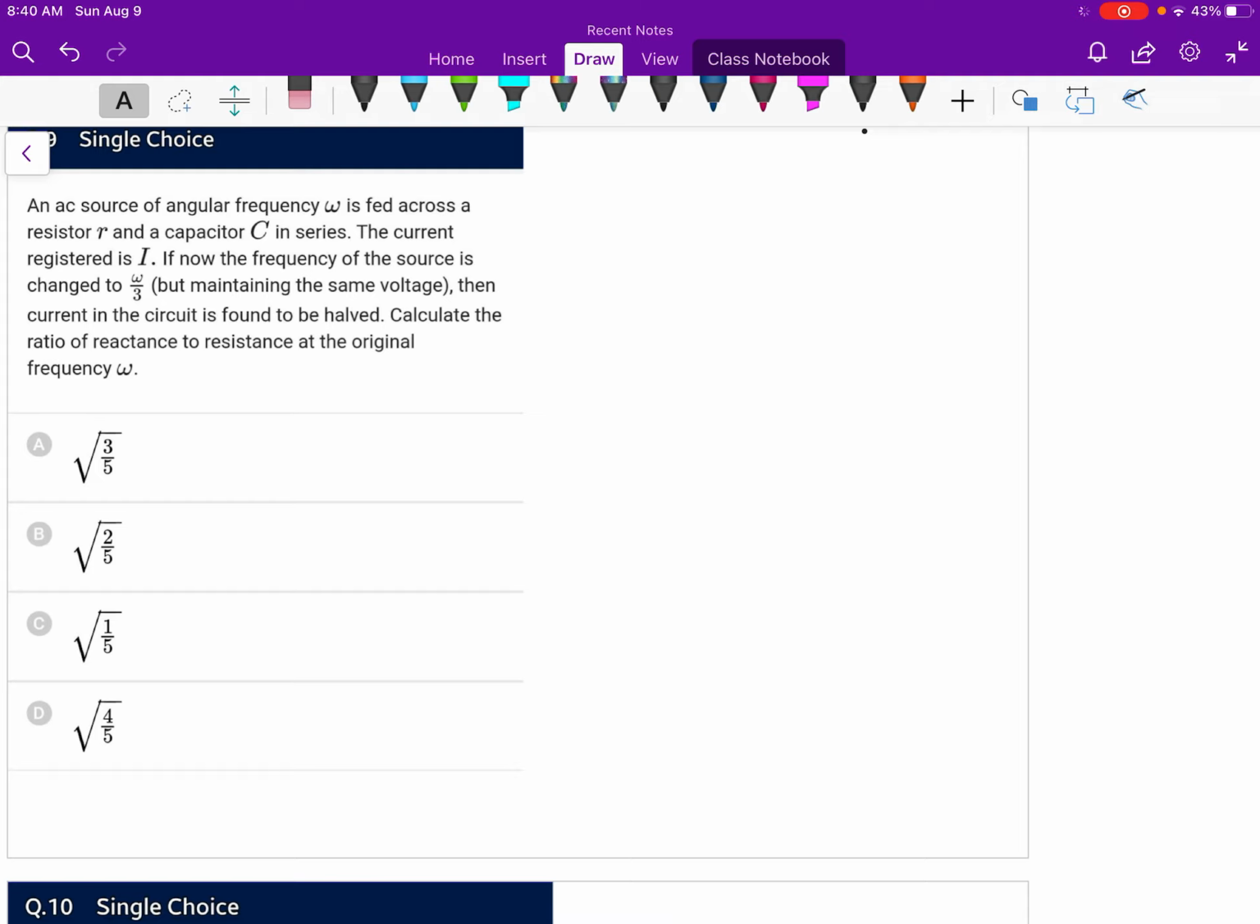Straightforward question. An AC source of frequency is fed across small r and capital C. The current is I. Now the frequency of the source is reduced to this. Then the current in the circuit is found to be... Okay. So current is V by Z. As current I dash is I by 2, which means Z dash is 2Z.